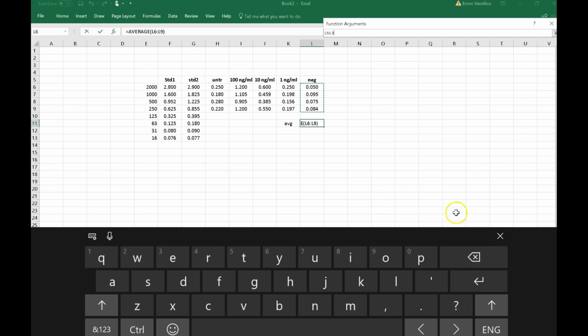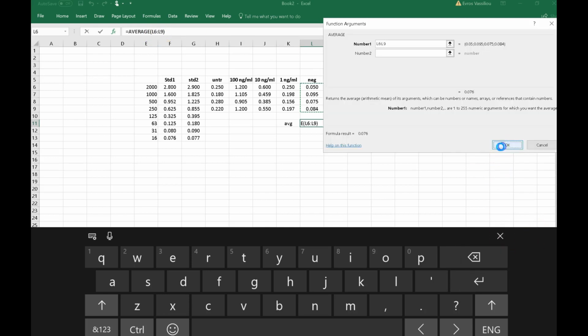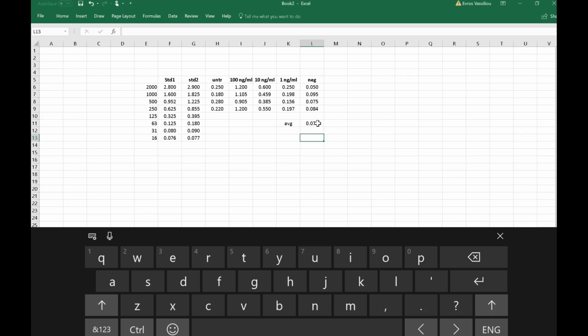Actually, it's I9. If you look at the place where you input the instructions, it says equals average parentheses I6 colon I9. That refers to those 4 cells. Enter and just say OK. So it quickly averages it for me. It says your average value for your negatives is 0.076.